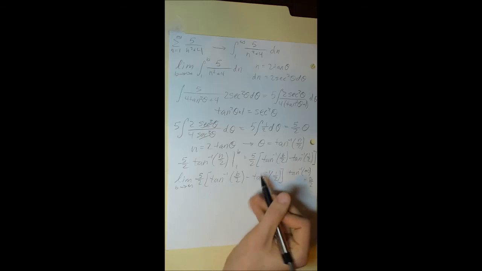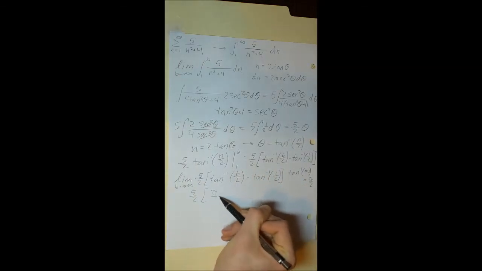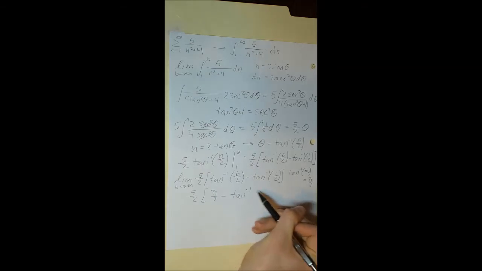So we can say that the angle whose tangent gives us infinity is actually pi over 2. So when we apply the limit, we end up with 5/2 times pi over 2 minus tangent inverse of 1/2.